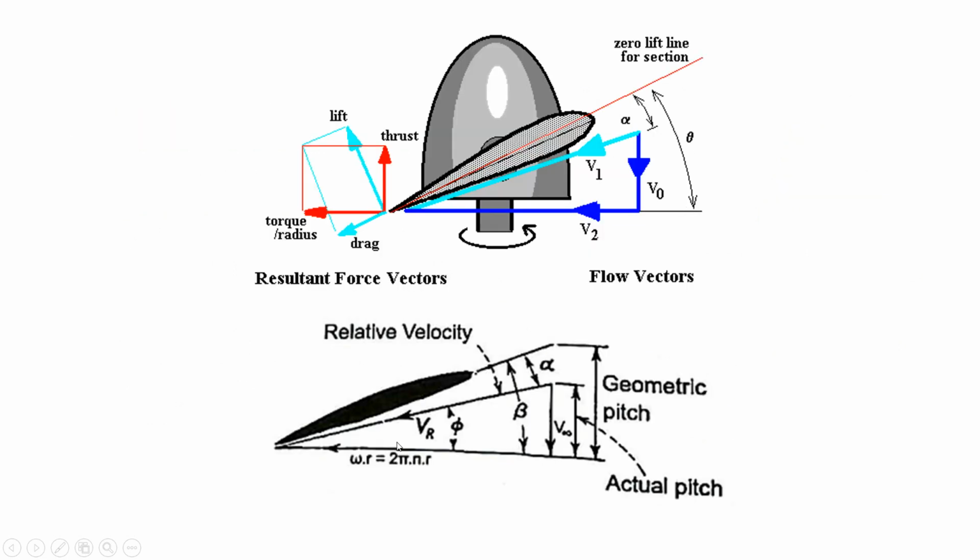Coming back here, this line will give you the actual pitch, but because it is placed on an aircraft and has many other forces acting on it, the drag and all those things, your actual pitch is slightly reduced. We'll see what the factors are and how this comes into the picture.